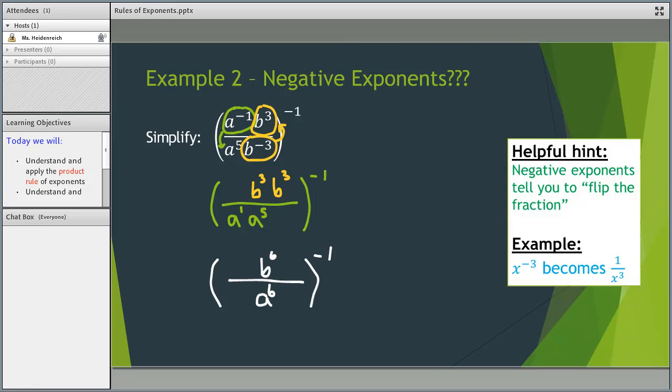Now that negative 1 power is telling us that we need to flip our base, and our base is a fraction in this case. So the last thing we're going to do is just flip everything around to take care of the negative exponent, negative 1. And now it would be a positive 1 because I've taken care of the negative part of the exponent. So anything to the 1 power is just itself. So my final answer is just a to the 6th over b to the 6th.